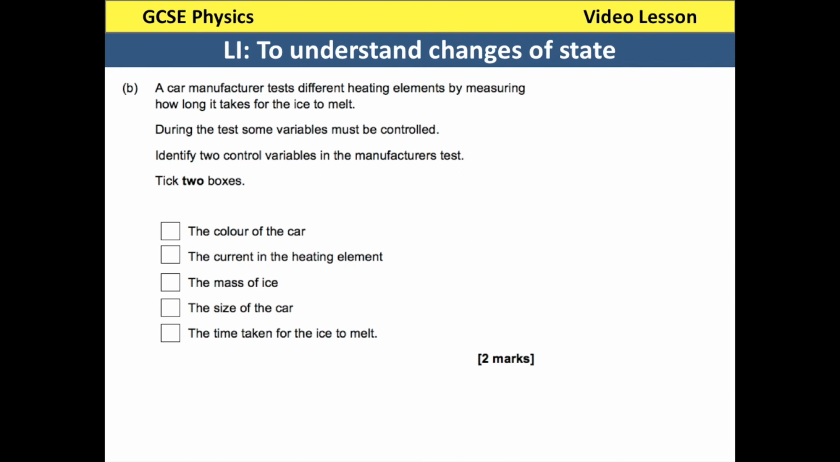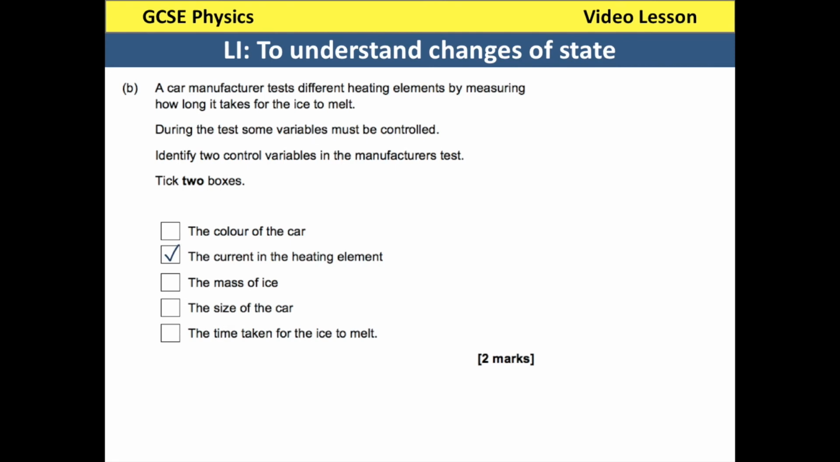So the colour of the car, is that going to affect how long it is going to take for the heating element to work? Absolutely not. The colour of the car is irrelevant. The current in the heating element, though, will have an effect because the stronger the current, the more heating the element is going to do. So the current in the heating element would have to be kept the same if we're testing different heating elements.